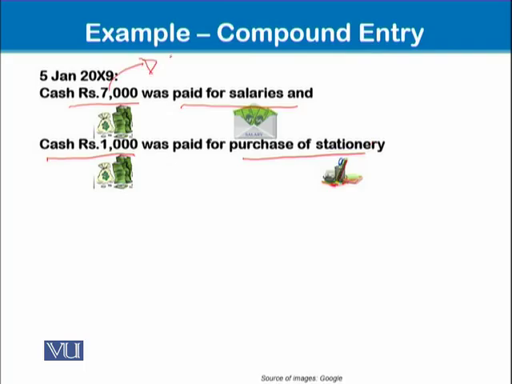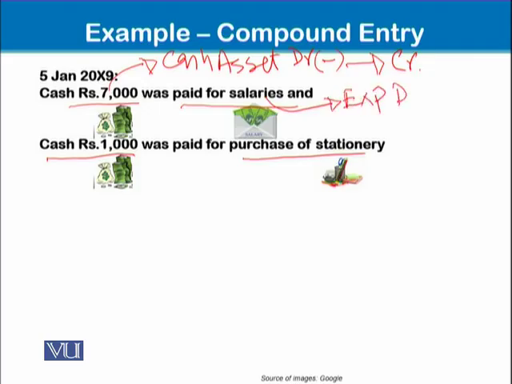Cash is an asset of debit nature, and there is a decrease because we are making payment. So decrease means credit effect, and salaries are an expense, again of debit nature, but our expenses are increasing. So if a debit nature item increases, it would be debited.